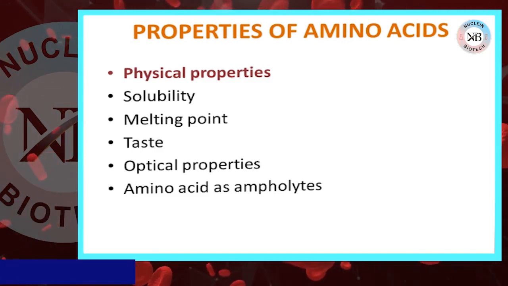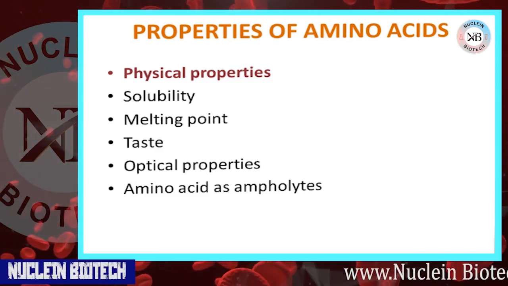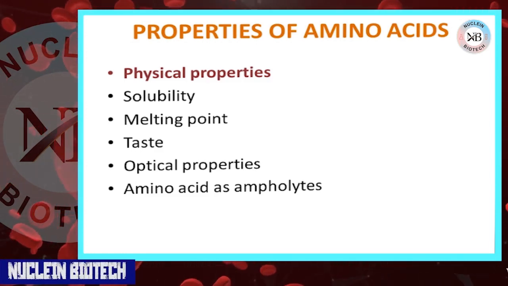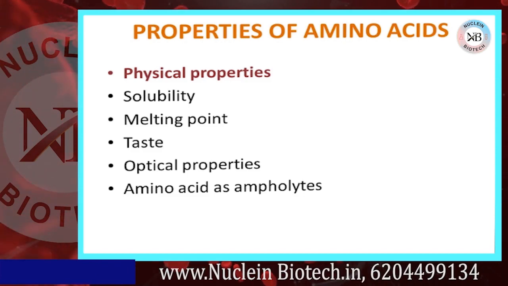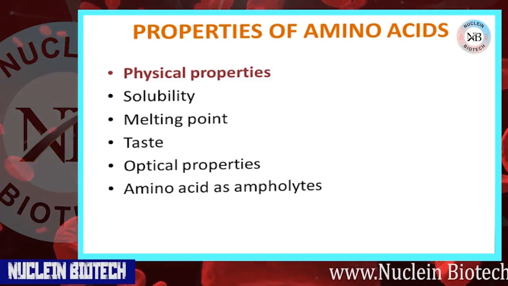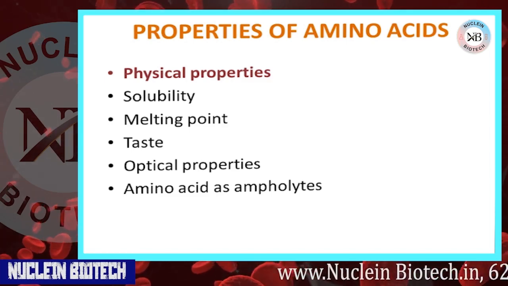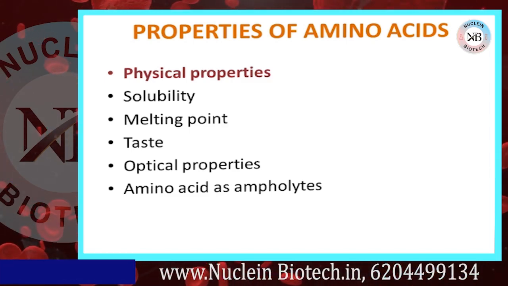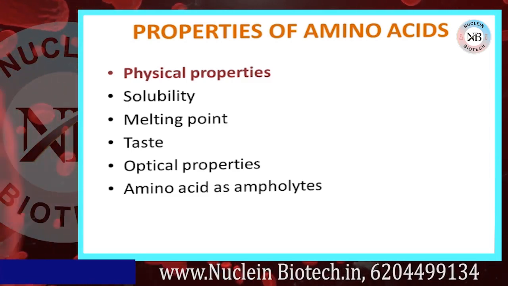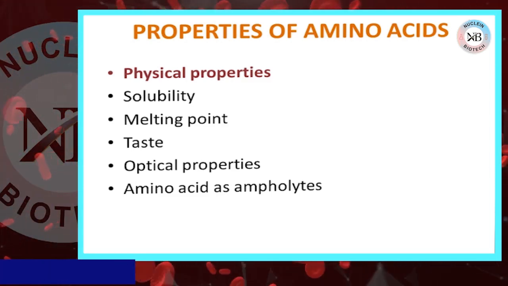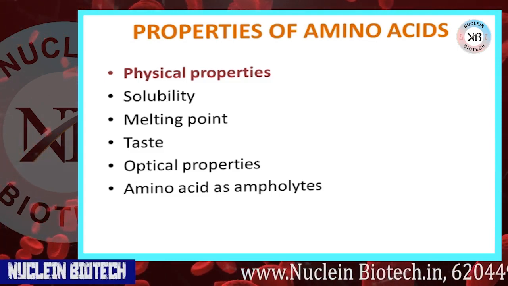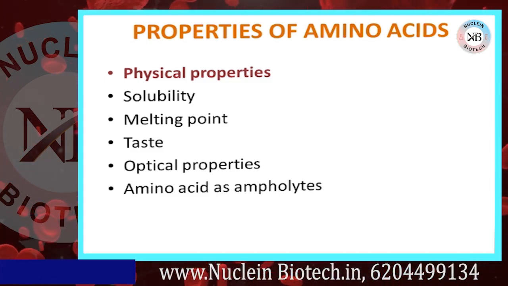If we talk about taste, glycine, alanine, valine are sweet in taste, leucine is tasteless, and arginine is bitter. Monosodium glutamate is a flavoring agent. Now move on to the optical properties. Except glycine, all amino acid possess optical isomers due to presence of asymmetric carbon. Some amino acid have a second asymmetric carbon, for example isoleucine and threonine.